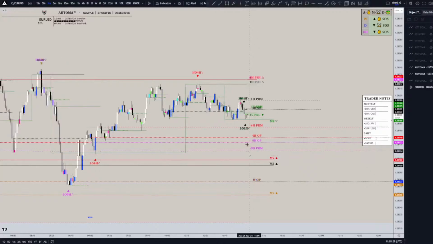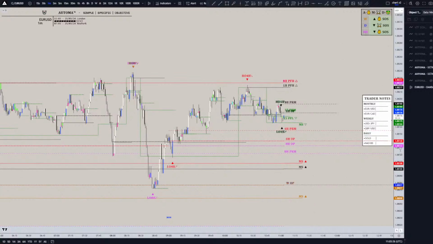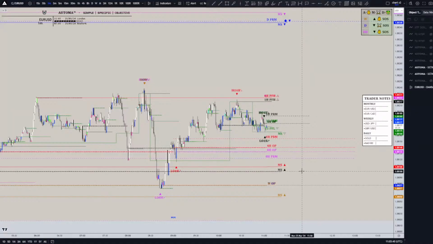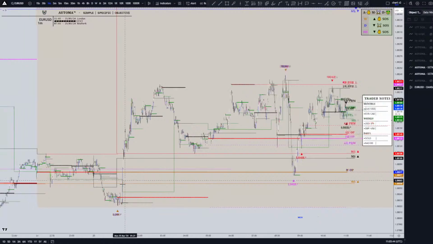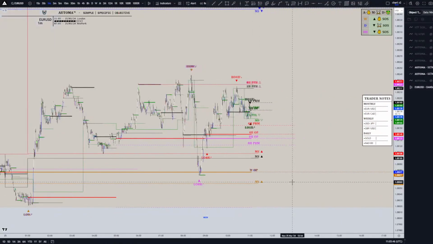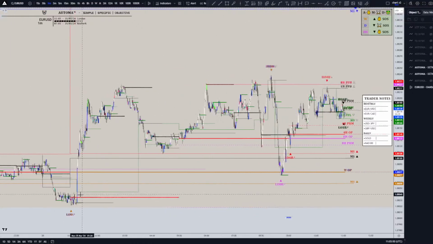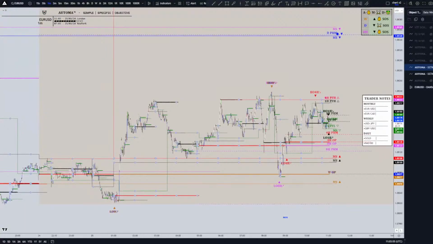So, let's see what happens with the new hour. We had some low of the day at the nice bullish breakout of weekly's retest, so it's really nice. Potential push to the higher side.